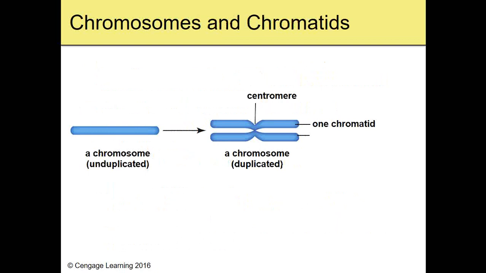And so this is what that looks like here. So this is one chromosome, unduplicated. So this is what a chromosome actually looks like. It's just like a single filament. And if we've duplicated it, preparing for cell division, it's going to look like this X here.